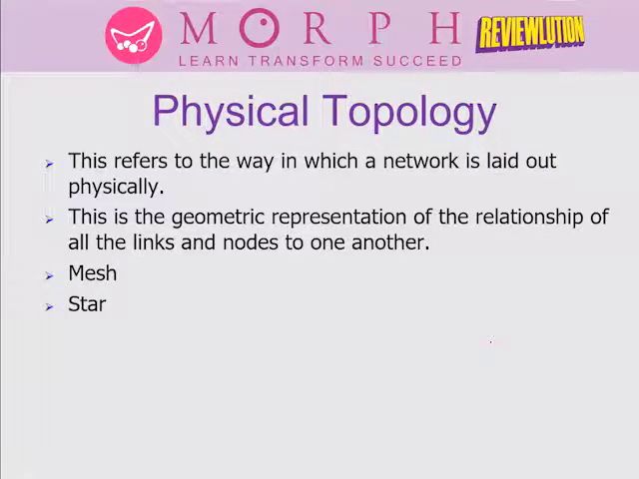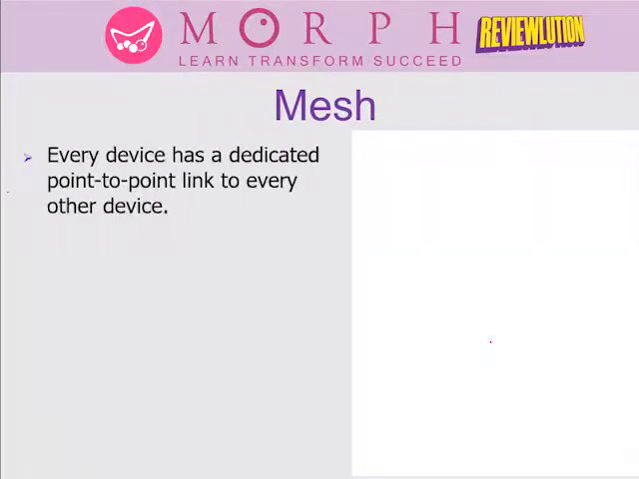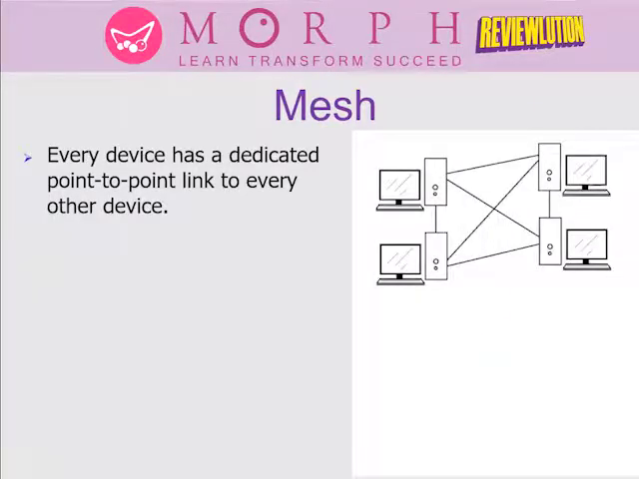We have the mesh, we have the star, we have the bus, and we have the ring. So let's begin with the mesh topology. Now, pag sinabi mo mesh topology, this is redundantly using kable, no? Mga kable, no? So every device has a dedicated point-to-point link to every other device. So just like this example here, no?